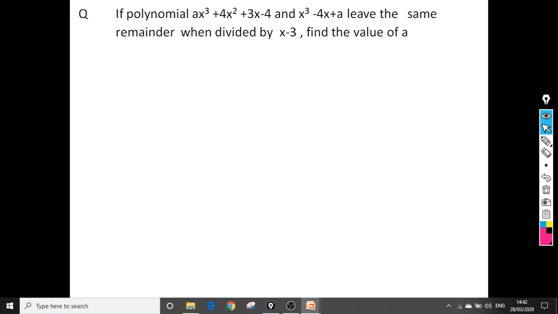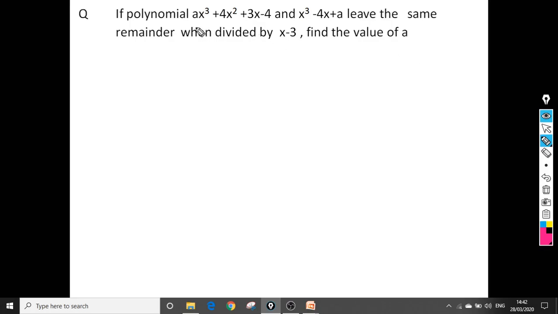This is the first problem. If a polynomial ax cubed plus 4x squared plus 3x minus 4 and another polynomial x cube minus 4x plus a leave the same remainder when divided by x minus 3, find the value of a. Now, students, try to understand the question carefully.